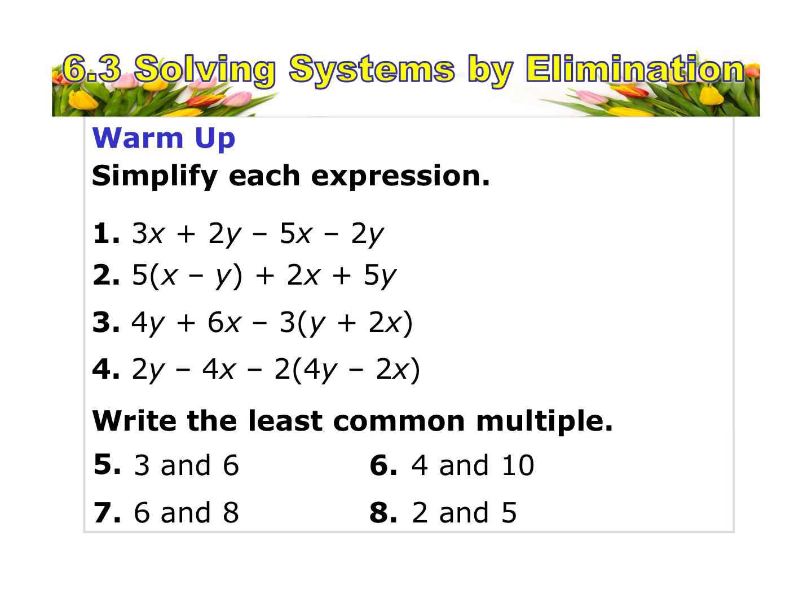So we're going over 6.3, solving systems by elimination. So we're going to simplify each expression. We start off with 1, so we're going to simplify the 3x and the 5x. We're going to combine them into negative 2x. And we're going to combine the 2y with the negative 2y. But because they are the same and just different signs, we're going to subtract them. So we're going to end up with just negative 2x, as the 2y's would become 0.